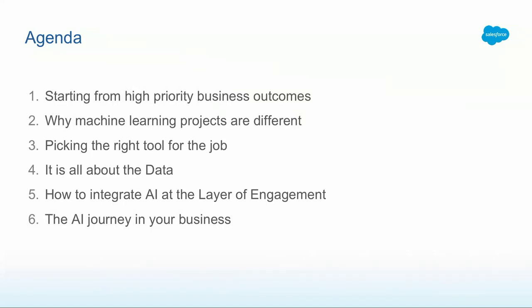Today we want to start by asking, how do we even start identifying which AI problem you should solve? And then explain a little bit why machine learning projects are different from your typical dev projects. What are some things you should think about before you even start? And then we'll talk about picking the right tool for the job. Einstein offers many tools that you can choose from, so which one you use depends on your use case. We'll talk a lot about data, because data is really the key to machine learning projects. Integration is key as well: once you have those predictions, how you integrate them into your business process to be effective. And then we'll talk about the beginning of this AI journey.